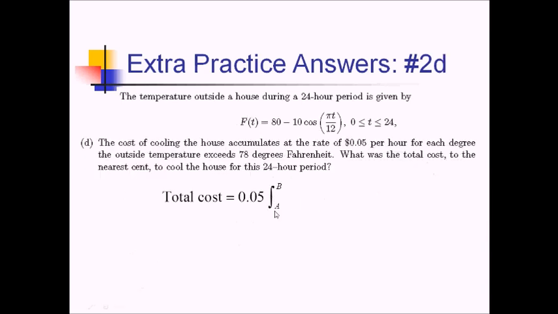Lucky me. And then I'm going to go ahead and put a function in here. This is going to be f of t minus 78. Again, this is the how far I am over part of this function. And I'll have a dt in there as well.